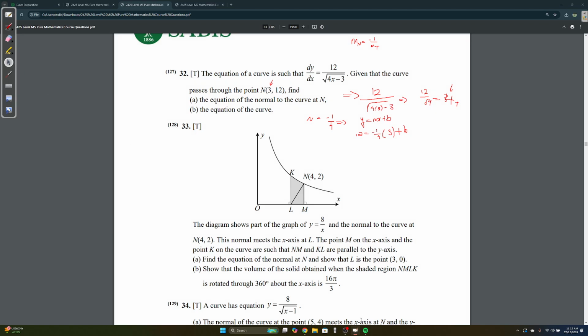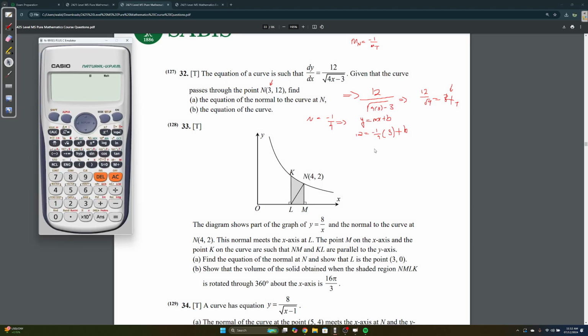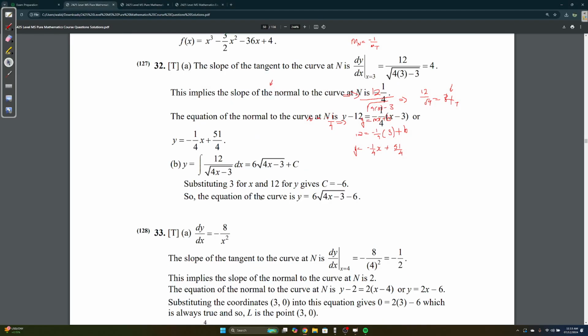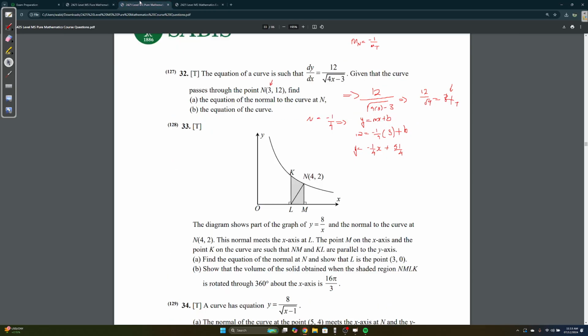And we're just going to do this on a calculator. So minus 3 over 4. So 12 plus 3 over 4. You're going to get 51 over 4. So you're going to get that y is equal to minus 1 over 4x plus 51 over 4. Let's check this answer. Minus 1 over 4x plus 51 over 4.